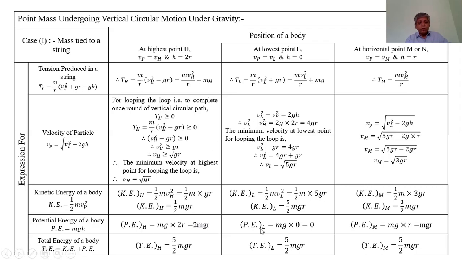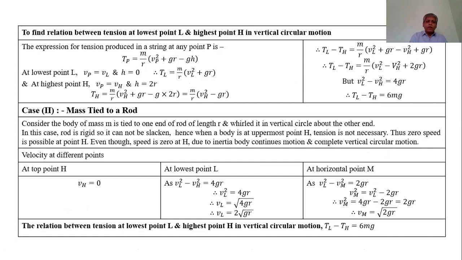But the potential energy is 0 at the lowest position. That means kinetic energy can be converted into potential energy. Remember this. Total energy is always constant. In the next slides, we can find out the relation between tension at the lowest point and at the highest point in vertical circular motion.